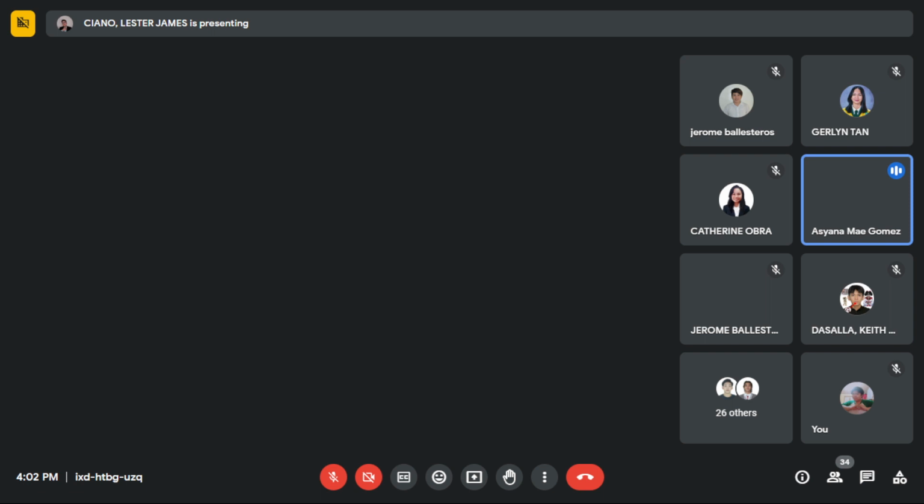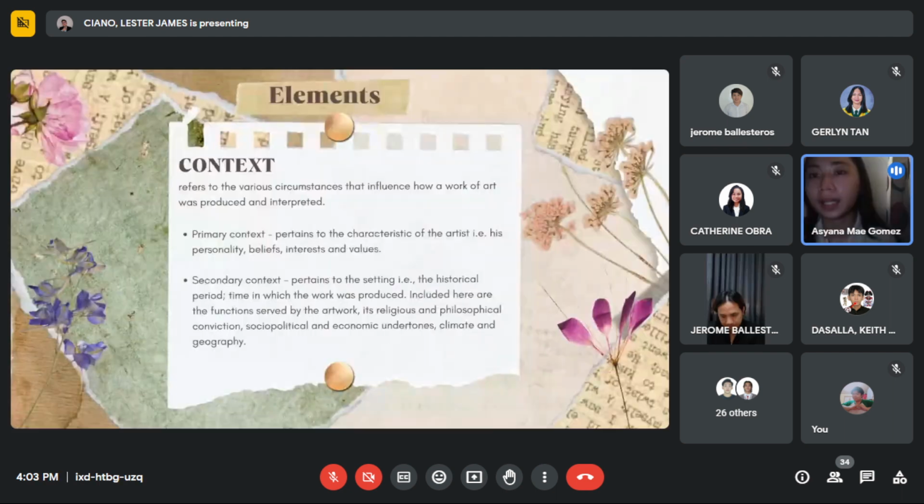And the second one, which is the secondary context, also pertains to the setting, the historical period, time in which the work was produced. Included here are the functions served by the artwork, its religious and philosophical conviction, socio-political and economic undertone, climate, and geography. It also refers to the additional factors that contribute to the interpretation and understanding of artworks beyond the primary context.